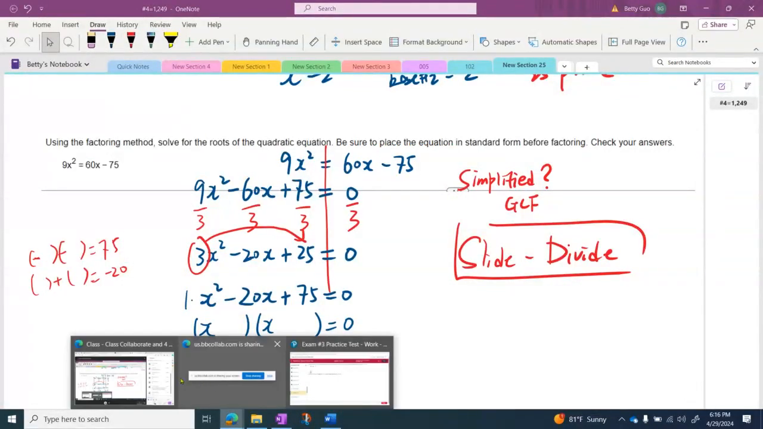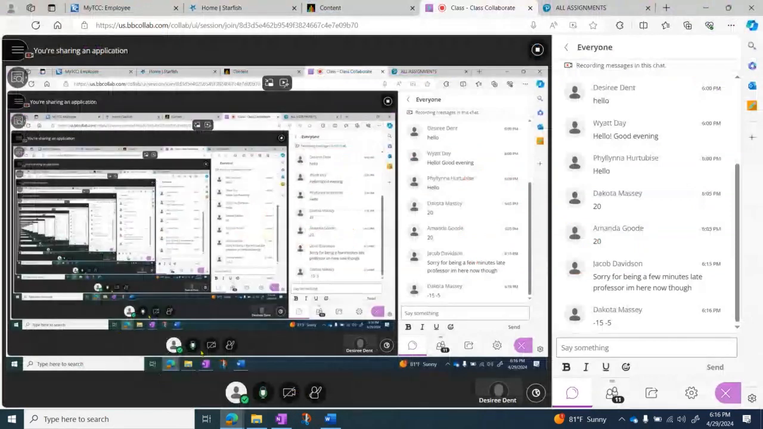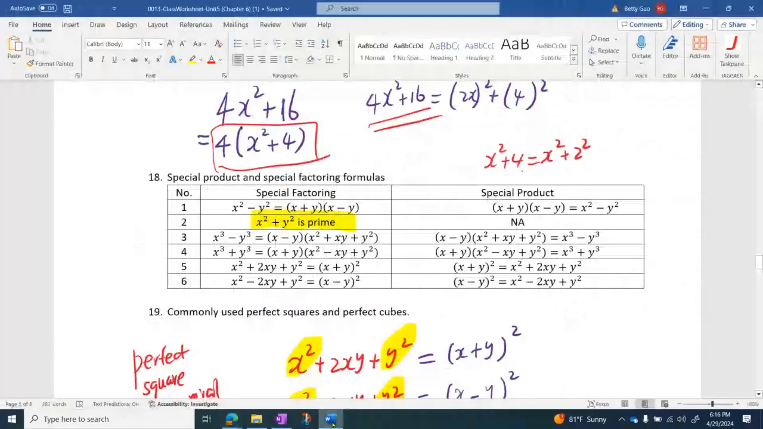Let's see, anybody have the negative 15? Do they multiply to 75? Yeah, they do. Awesome. Jacob was here. I need to remember to mark your attendance though. Thank you, Dakota. It is negative 15 and negative 5.